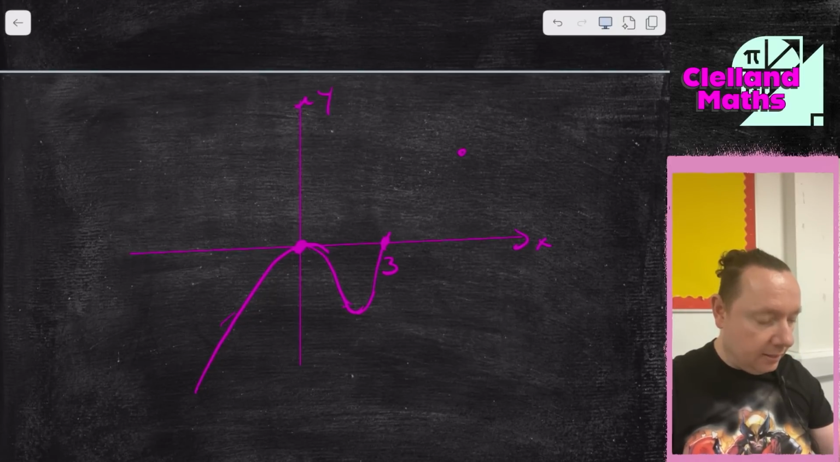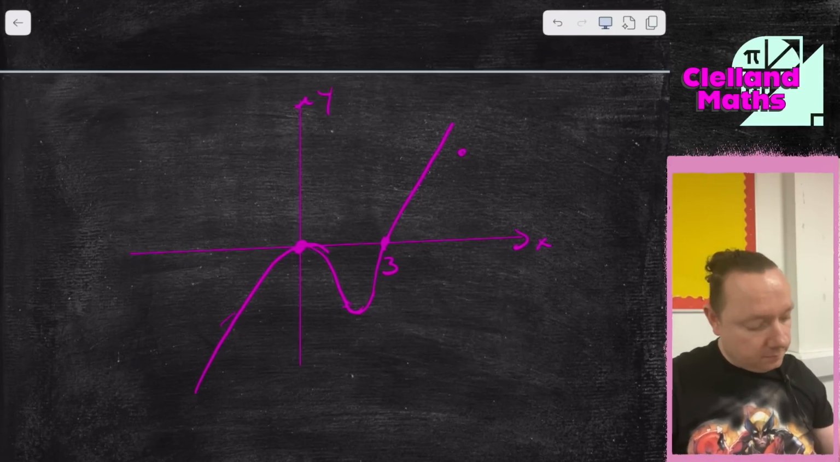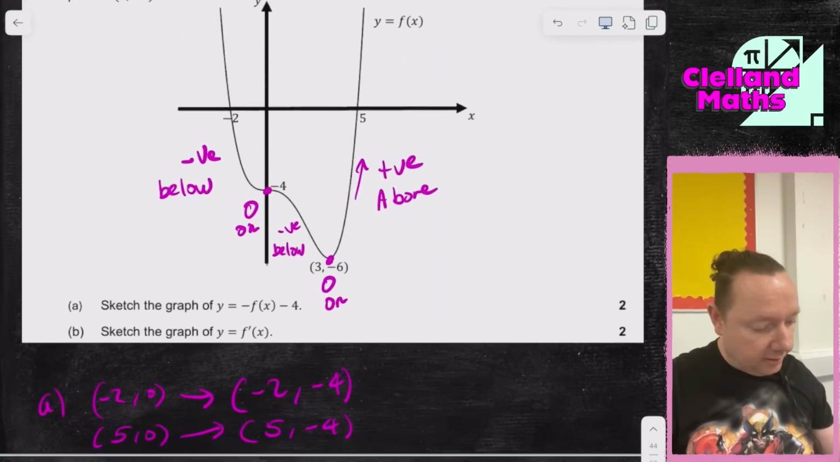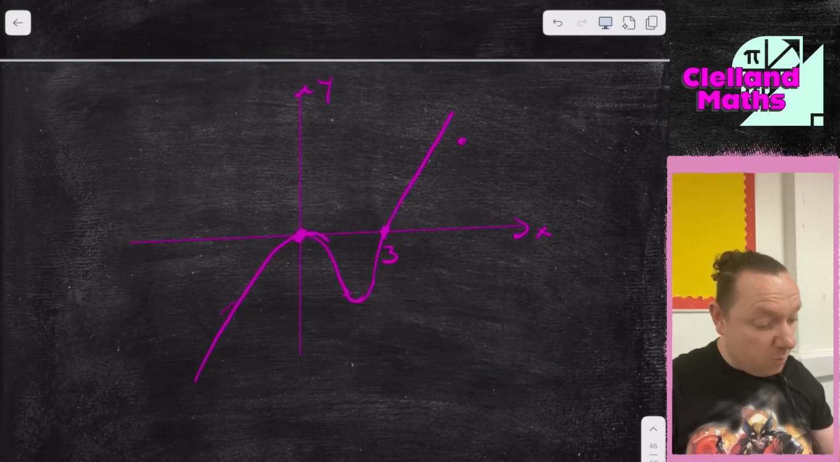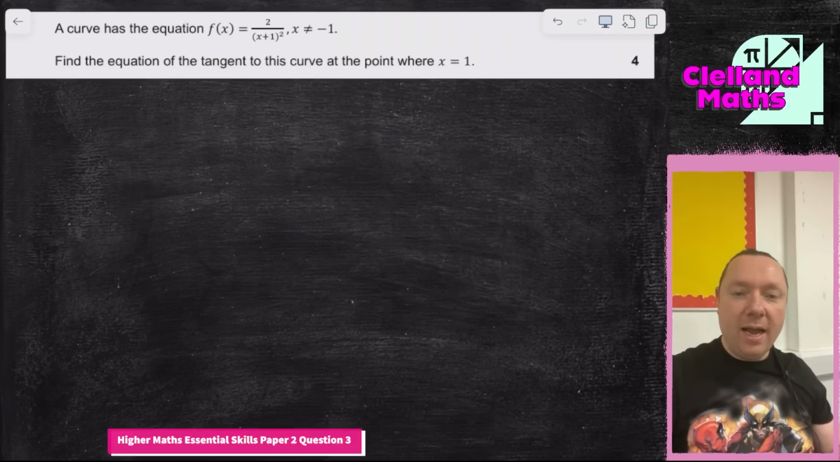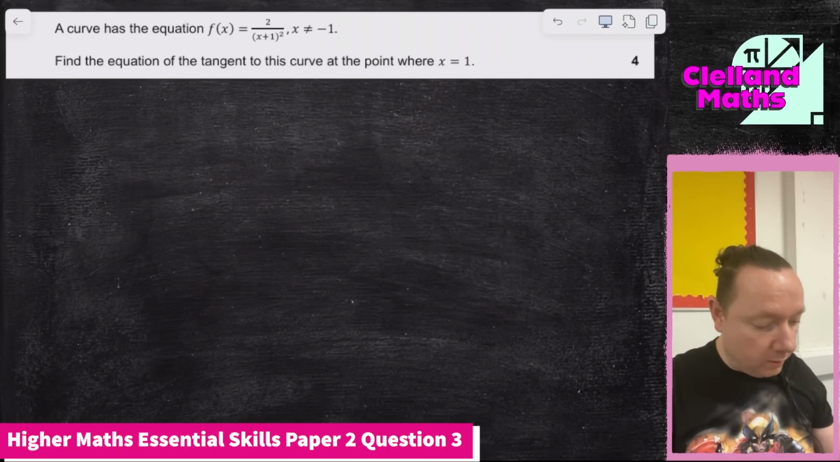And then I need to keep going after 3. So it's a rough graph like that. The original equation, that doesn't tell you, but it's probably a quartic, and I've now ended up with a cubic. And we're done there. SQA Higher Maths 2025 Essential Skills Paper 2, Question 3.